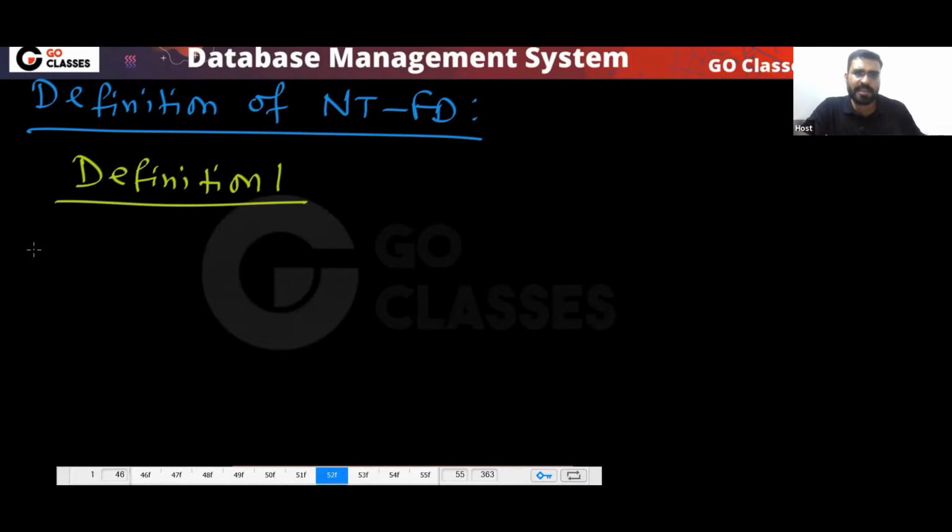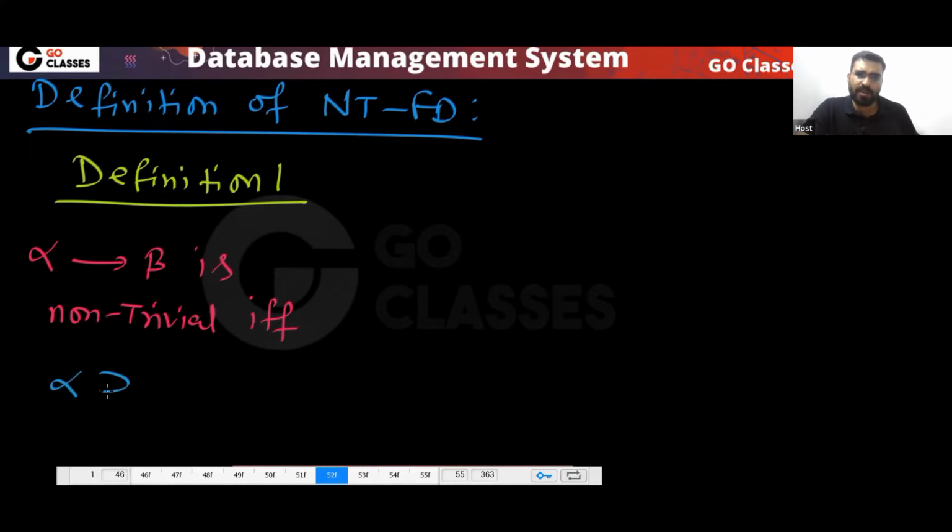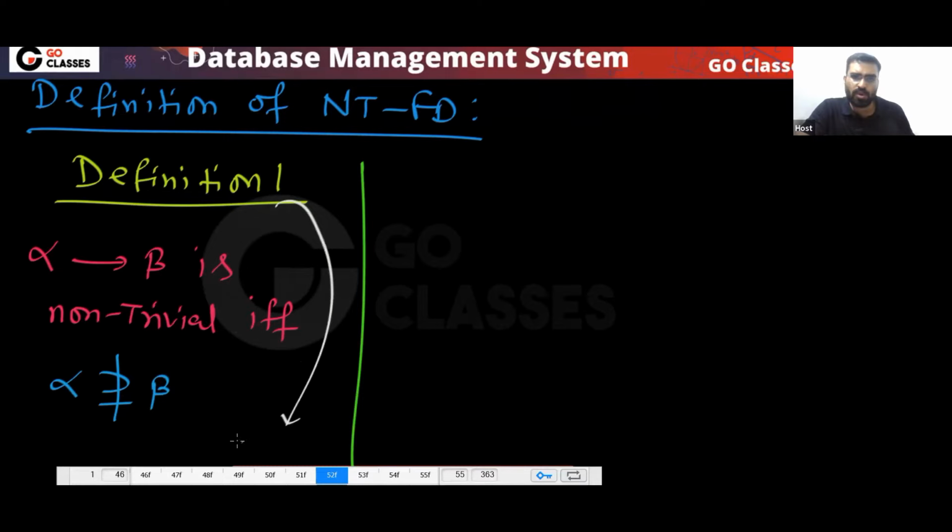I can say alpha determines beta is non-trivial if and only if alpha is not a superset of beta. Means it is not trivial. So definition one says simply that non-trivial means not trivial. And what is definition two?